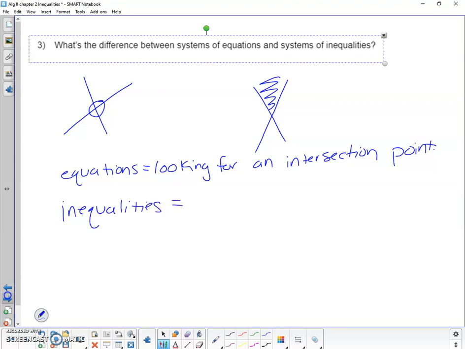Alright, for inequalities, do we have just one answer? No. No.